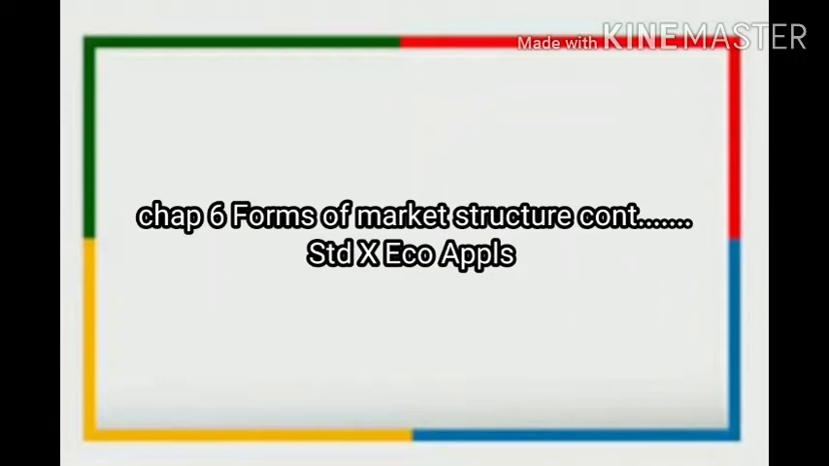Again, let's continue chapter 6, that is various forms of market. Today I'll be discussing the monopoly market, its meaning, features, then monopolistically competitive market. You need to know only the meaning of monopolistically competitive market. So let's begin.